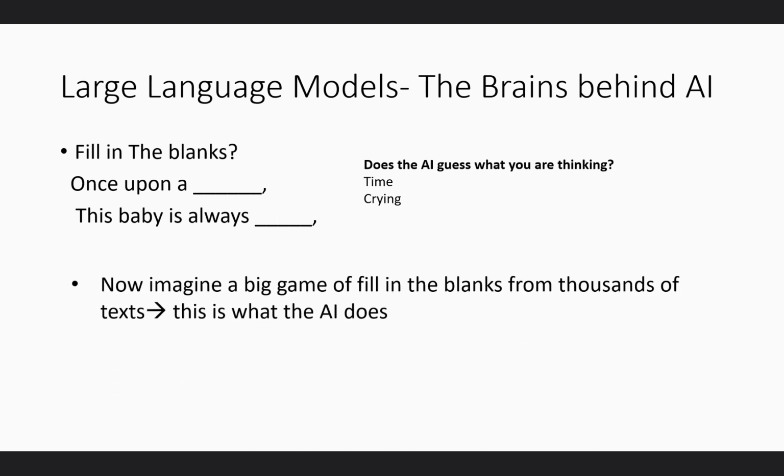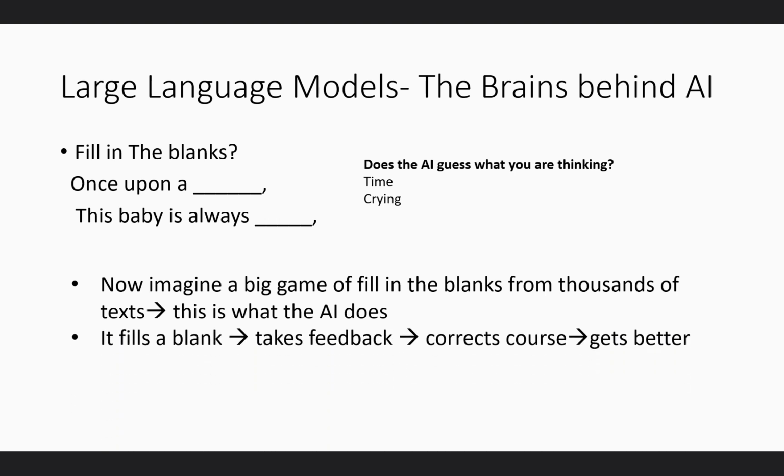How does that work? So now imagine there's a big game of fill in the blanks, where you have thousands of texts and references loaded into you, and you're asked to choose the best blank. This is what the AI basically does. It plays a big game of fill in the blanks. Now, once it fills a blank, it takes feedback, corrects scores, and subsequently gets better. So it keeps learning.